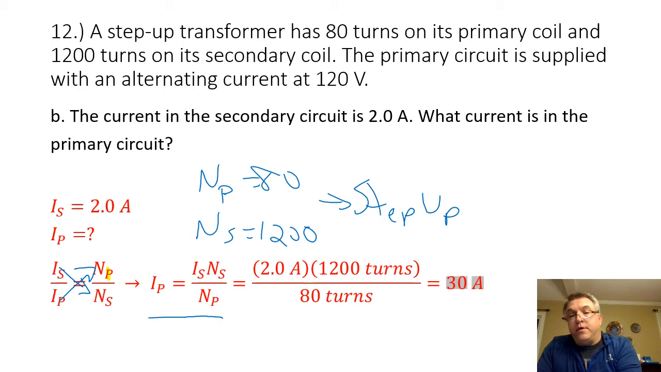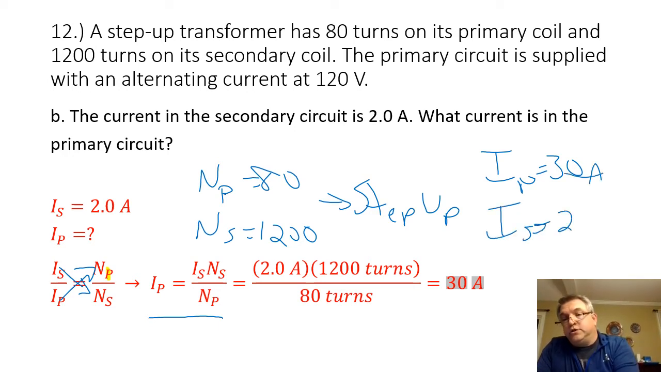So my primary current is 30 amps, and my secondary current, which was given, is 2 amps. Right. And the last thing I want to point out before we move on is note that my secondary current is decreased by a factor of 15. So it's 15 times less than the primary or input current. And notice that my secondary number of coils is 15 times the primary number of coils. So that's where the proportionality comes in. So just keeping that in mind, that these are just simple proportionalities.